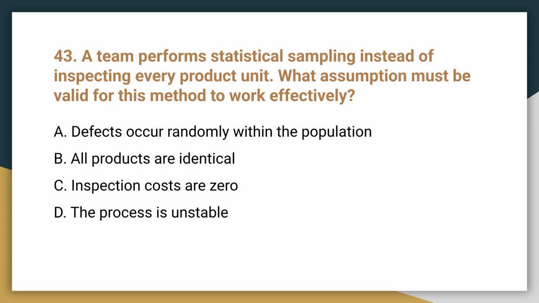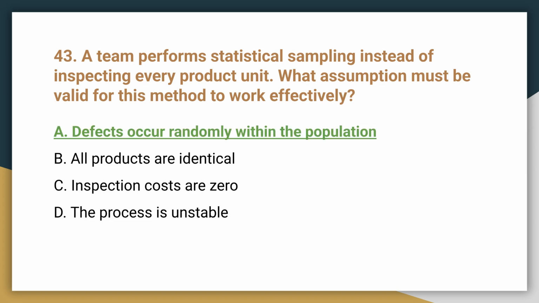Question 43. A team uses statistical sampling instead of inspecting every unit. What assumption must be valid for this method to work effectively? The correct answer is A. Defects occur randomly within the population. This randomness is crucial for statistical sampling validity.